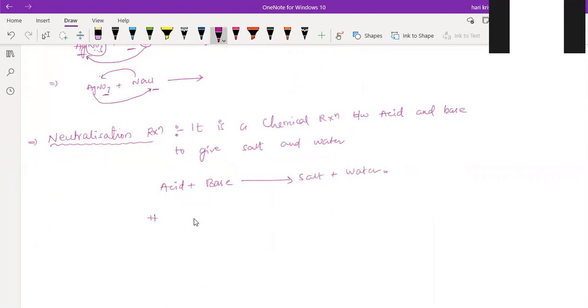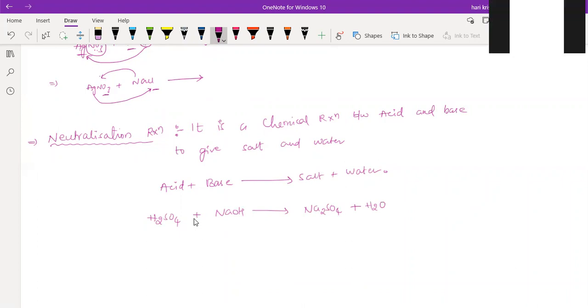For example, H2SO4 plus NaOH gives Na2SO4 plus H2O. Is it a balanced chemical equation? Check it once. No, sir.